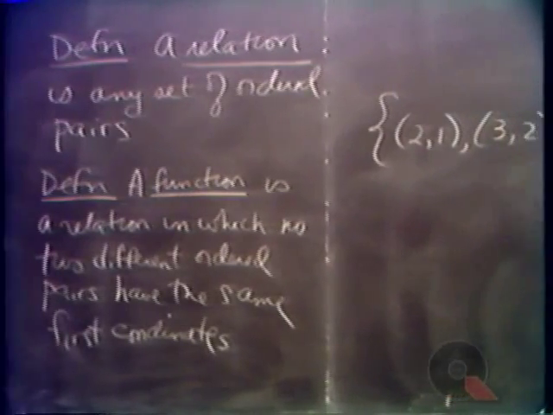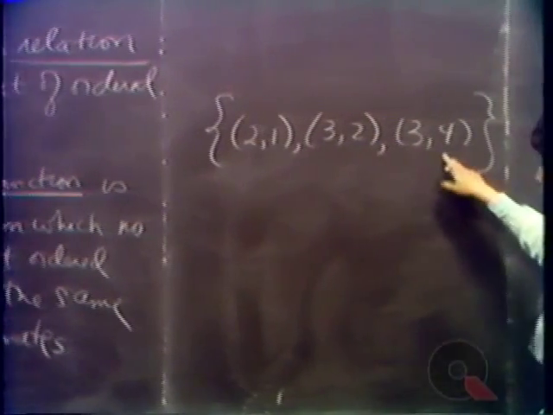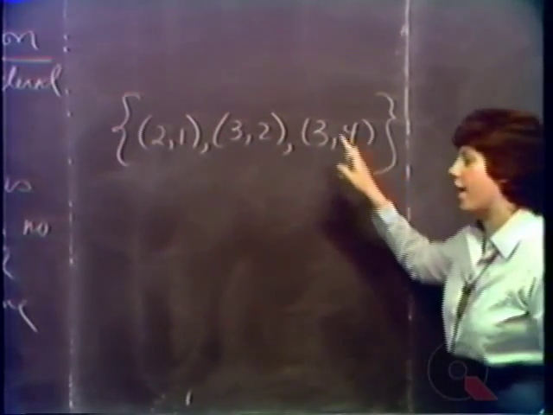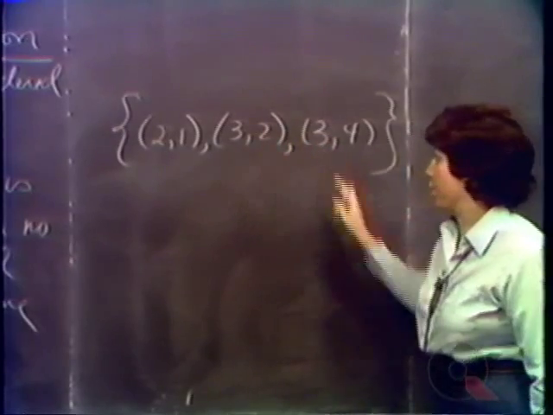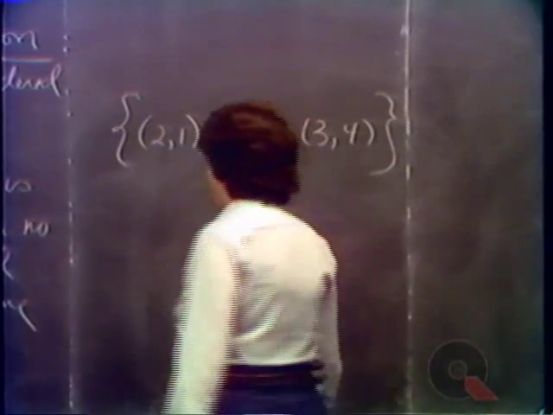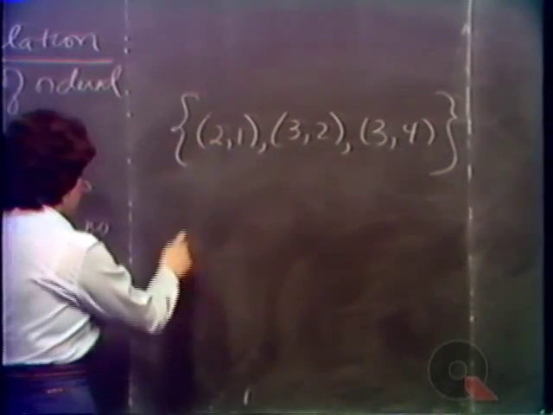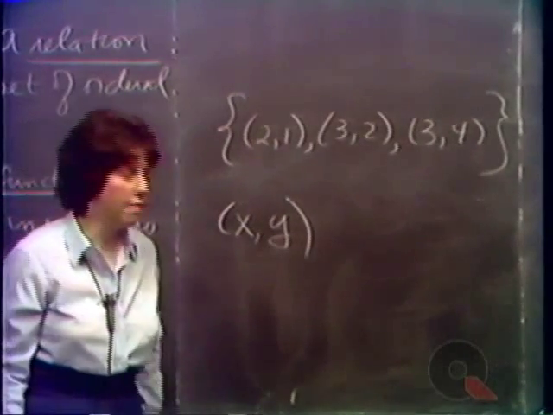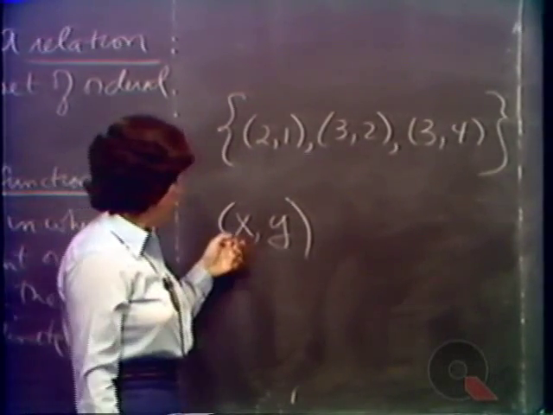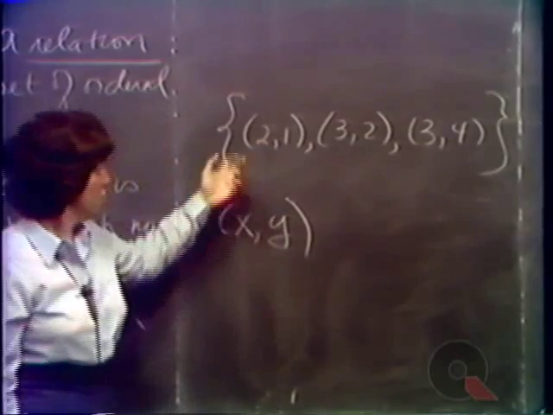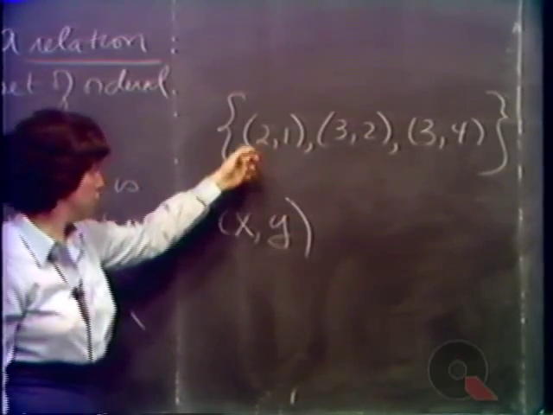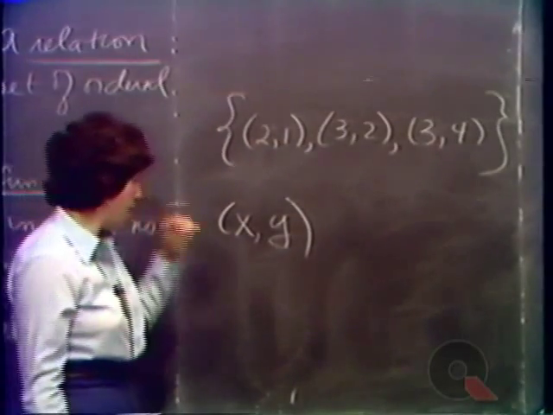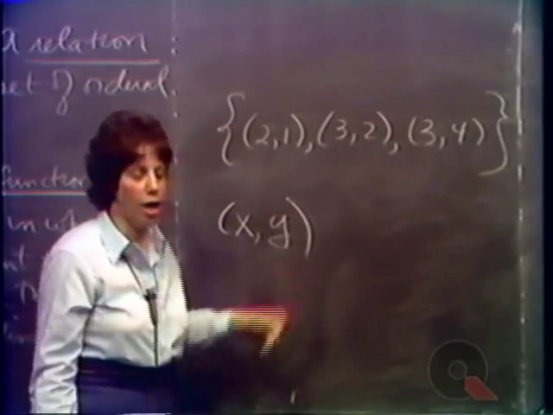Now, as I mentioned, this is a relation which is not a function. We have two different ordered pairs, (3, 2) and (3, 4), that have the same first coordinate, namely 3. If you think of the first coordinate as being an x value and the second coordinate as being a y value, you could think of this as sort of an assignment. In other words, (2, 1) means that the x value of 2 is assigned to the y value of 1. And it would be a function if, for every x, there was one and only one y value assigned to it.